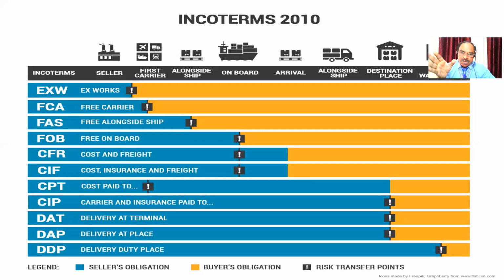Same thing, cost and freight. Cost, insurance, freight means India will pay for the insurance also. Marine insurance is a very big amount, so India will pay the marine insurance amount. Then cost paid to. CPT means they will mention clearly to which place we will pay.